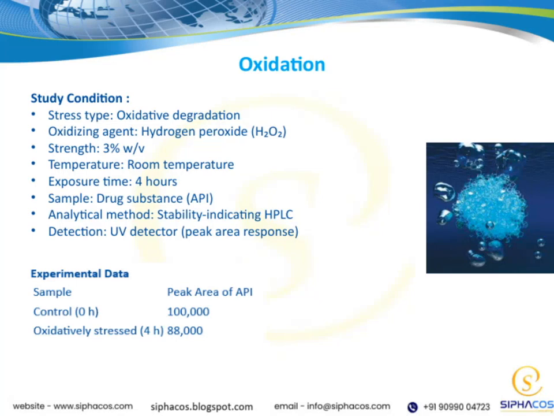In this slide, we're looking at the specific conditions used in our oxidative degradation study. The stress type we applied was oxidative degradation, which is a common way to test how stable a drug substance is when exposed to oxidative conditions. We used hydrogen peroxide, specifically at a concentration of 3% weight/volume, as our oxidizing agent. This concentration is typical for forced degradation studies because it effectively induces oxidation without being overly harsh.